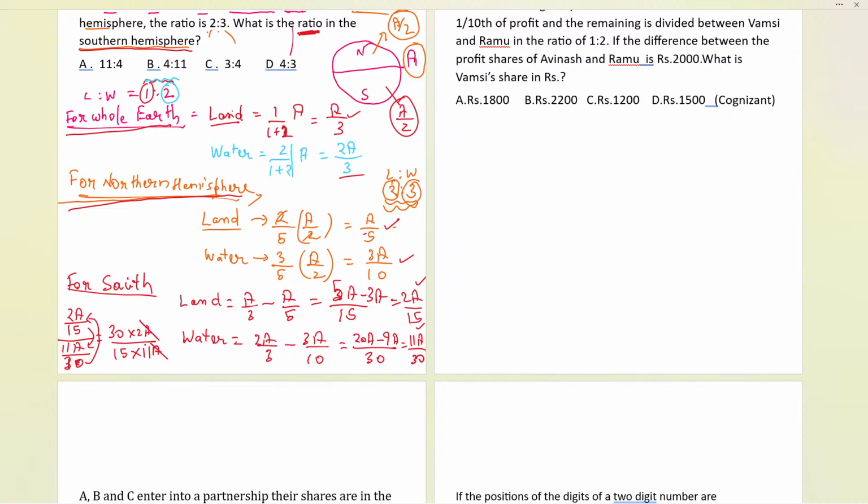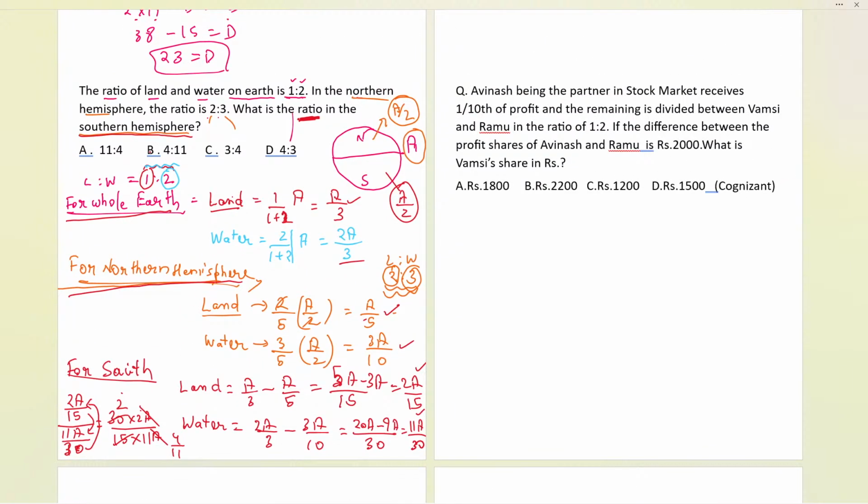Now A gets cancelled, and 15 times 2 is 30, so 2 times 2 is 4. 4 by 11 is the answer. 4 is to 11. So B is the correct answer that we are getting over here. I hope it is clear to everybody. That was the part that we discussed in this question.